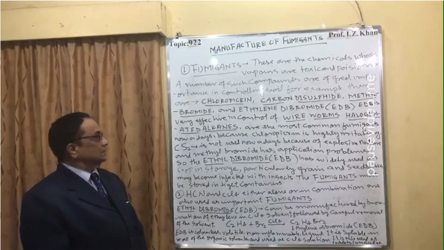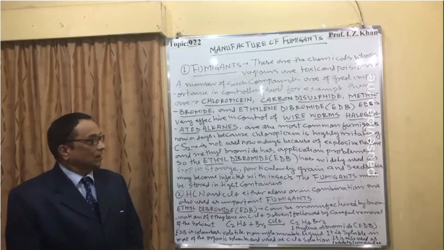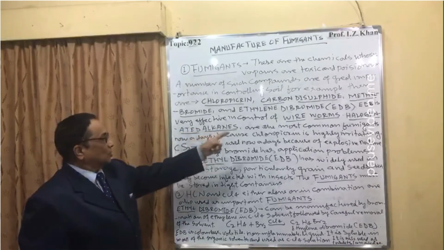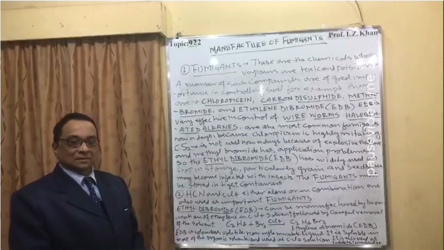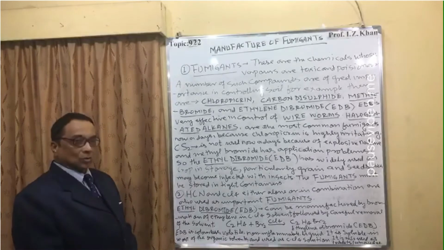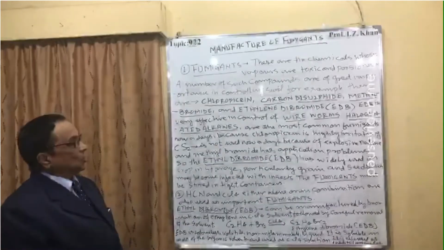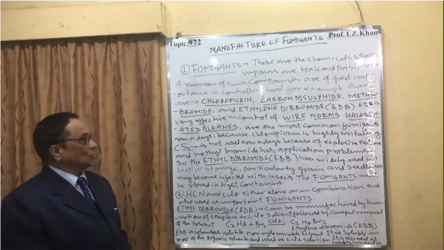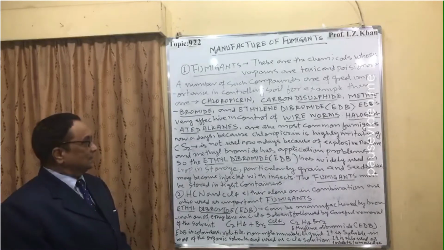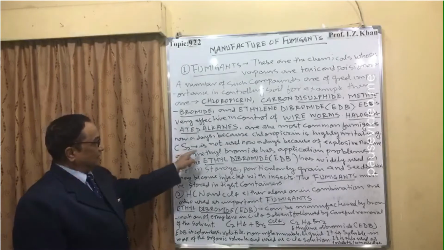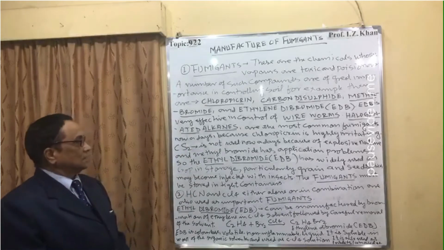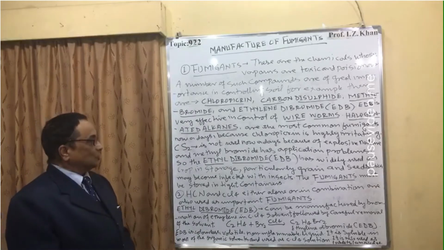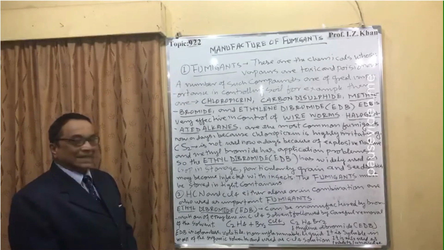Halogenated alkanes means those alkanes which are substituted with halogens. Halogen may be chlorine, bromine, iodine. Mostly chlorine and bromine compounds are the most common fumigants nowadays, because chloropicrin is highly irritating. Carbon sulfide is not used nowadays because of its explosive nature, and methyl bromide has application problems.